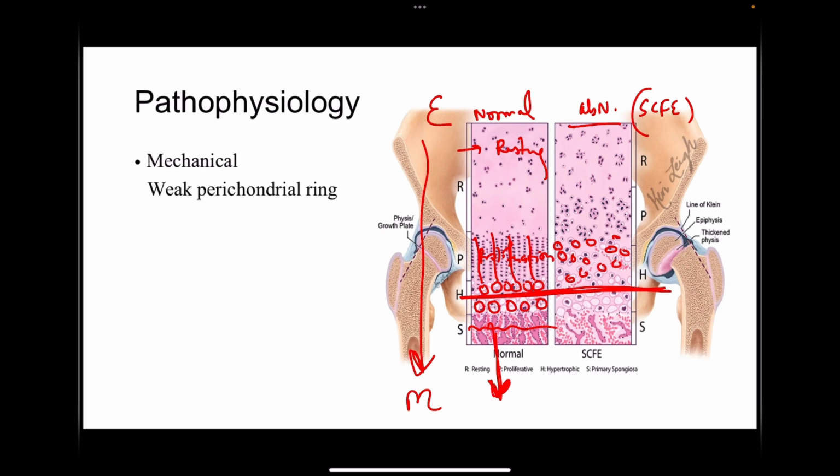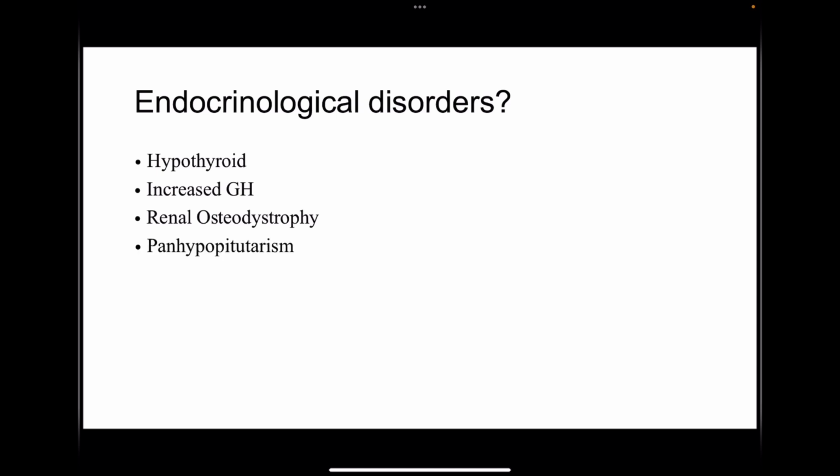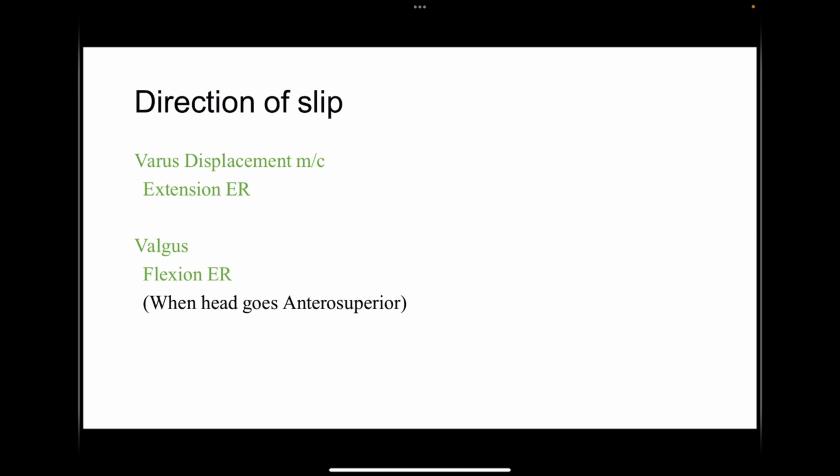I have already told you there are some mechanical factors and some biological factors which we have already discussed. Endocrinological disorders which are most commonly associated with this condition are thyroid disorders, growth hormone disorders, renal osteodystrophy, and pituitary hormone disorders, that is panhypopituitarism. Site of the slip, I have already told you, is the zone of hypertrophy. Direction of the slip is most commonly varus, because of which the limb goes into external rotation and extension. Whenever valgus is the direction of the slip, which is very rare, the limb goes into flexion with external rotation.